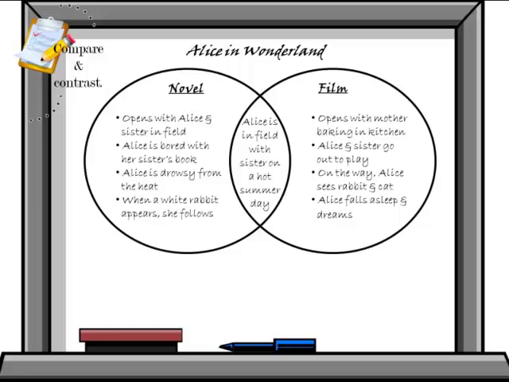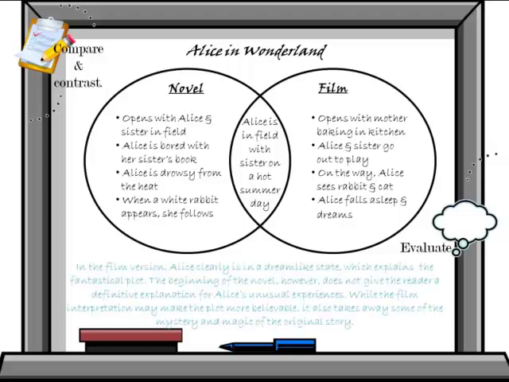We know that both the novel and the film version share the same general idea, which is that Alice is in a field with her sister on a hot summer day. Now that we've compared and contrasted the film version and the novel version, our next step is to evaluate. That is, we're trying to figure out what the effect is of these similarities and differences.